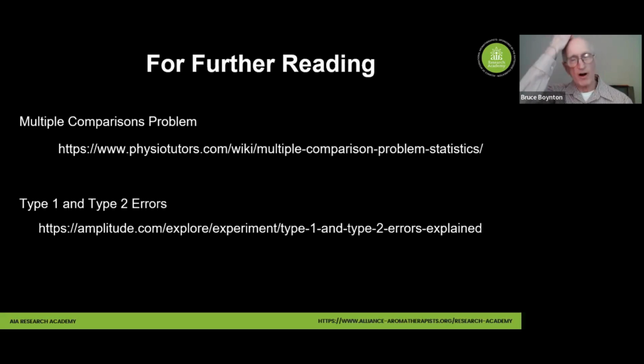Here's a couple of articles that you might want to check out on the multiple comparisons problem and to get really clear on type 1 and type 2 errors. And any questions? You're certainly welcome to unmute yourself and share any questions or comments.